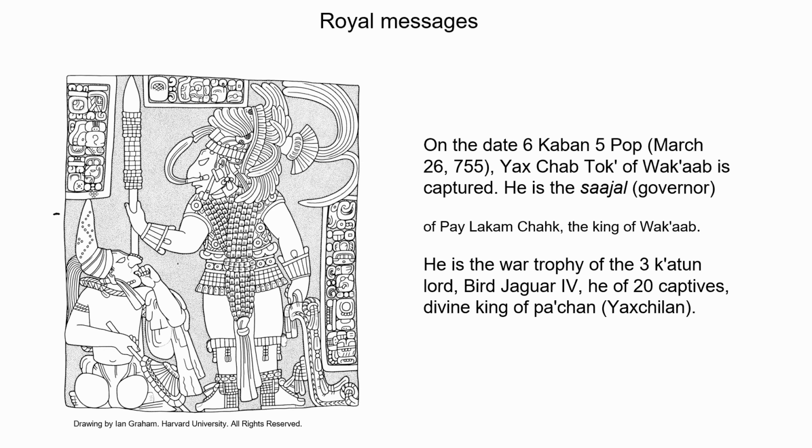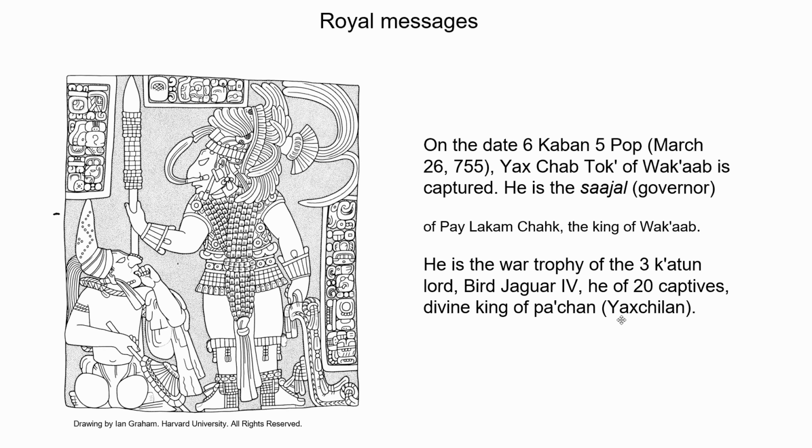And the text then continues. That one is the war trophy of the 3 katun lord. One katun is 20 years, and it means a person who is between 40 and 60 years old, called a lord in his 50s or 60s. His name is Bird Jaguar 4, or it's reconstructed because we have to count it somehow, it's not given here. He of 20 captives, a title saying that he took 20 captives in warfare, and he is the divine king of Pa'chan, Yaxchilan. Pa'chan is the old name of Yaxchilan. So this is very typical.